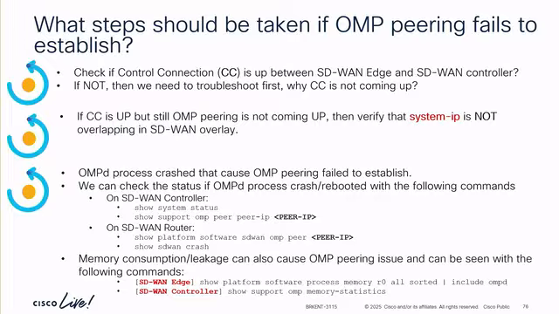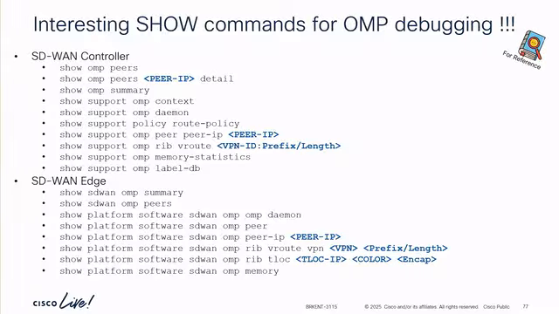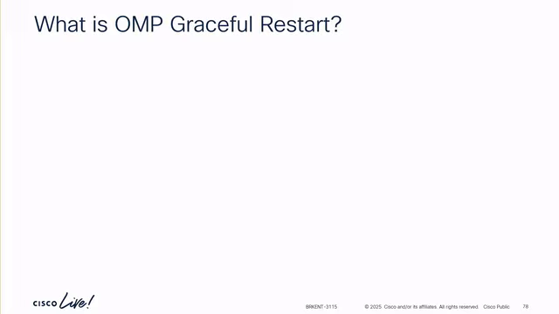We can also have seen in the field that sometimes memory leakages happen for that OMPD process. So we need to see that if the OMP peering is not coming up, whether there is a leakage with the OMPD process. We can run that command to see what is the memory utilization of that OMPD process. So these are just the show commands just for your reference. You can use that later.